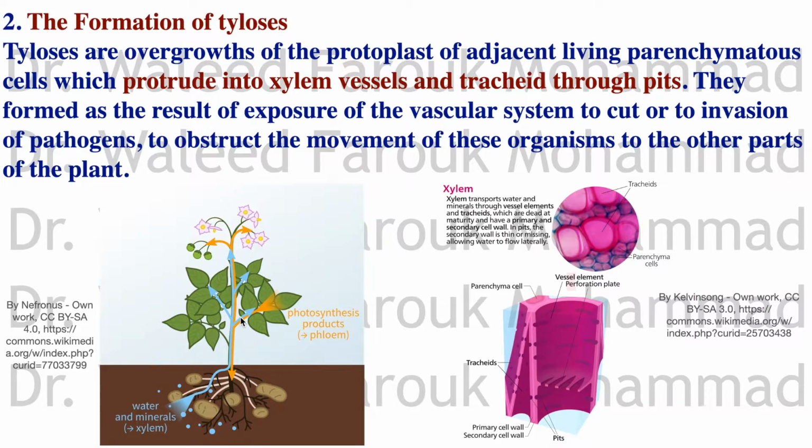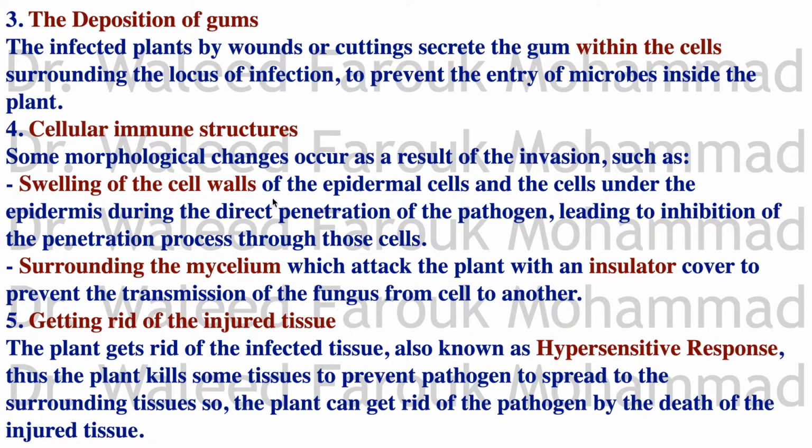This is what happens in plants by overgrowth of the protoplast in the tracheids system or the xylem system, forming tyloses as a result of exposure of the vascular system to cut or to invasion of pathogens. That obstructs the movement of these organisms to the other parts of the plants. أو deposition of gums. يبقى شفنا cork أو tyloses أو deposition of gums.